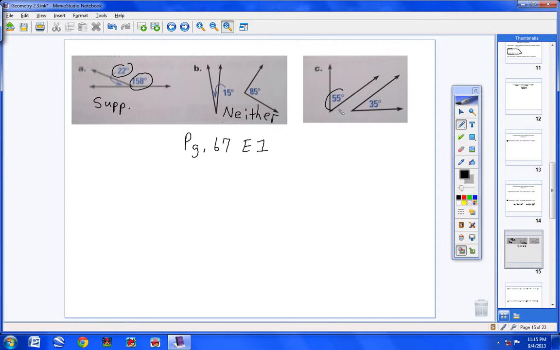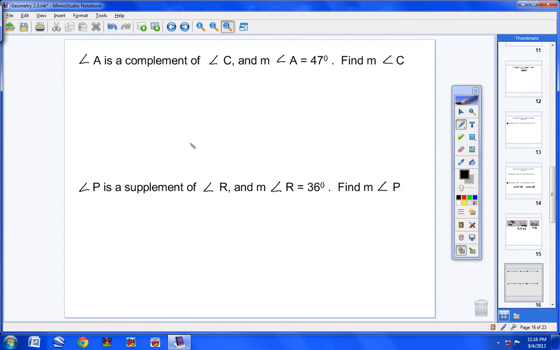Now, if we take this angle here, 55 degrees in problem C, and 35 degrees, if you add those two together, you do get 90. So because we get 90, we say those two angles are complementary. Okay, not too hard. Let's continue on.